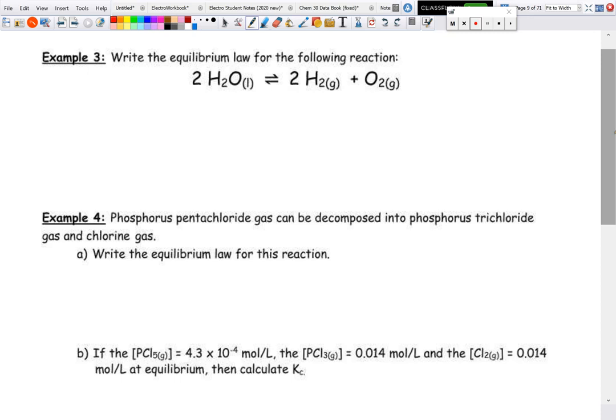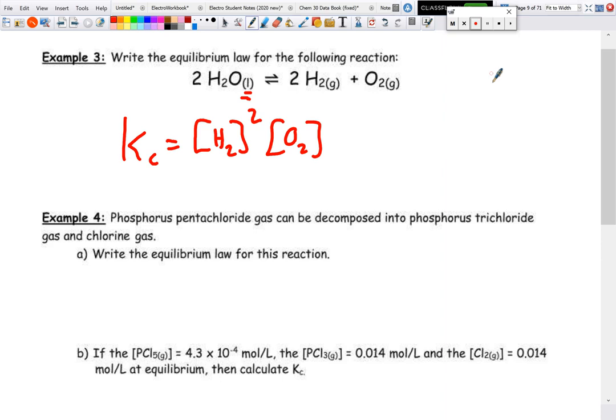Alright, so pause the video and see if you can get this one right here. It's very similar to the other one, where you just pay attention to our liquids, right? So we omit those, but just see if you can get this one here. The answer is going to go up in 3 seconds. Boom. And we get the equilibrium constant is the concentration of hydrogen gas squared because of the molar coefficient of 2, times the concentration of oxygen, and there's no power there whatsoever.